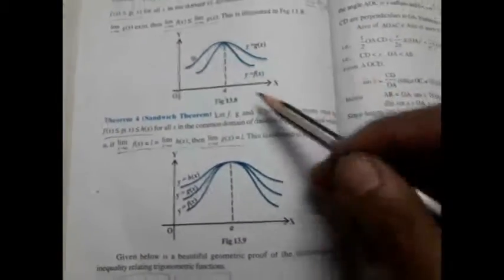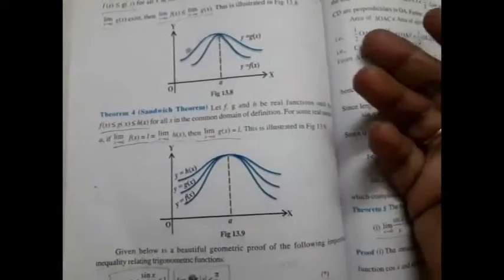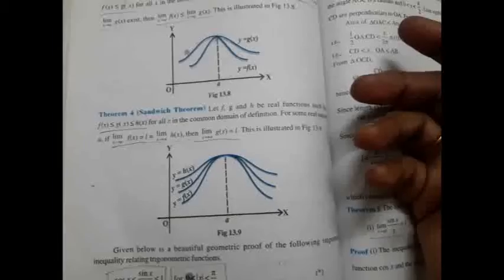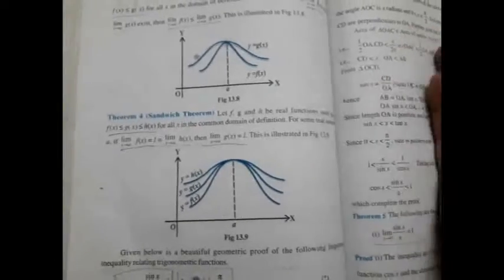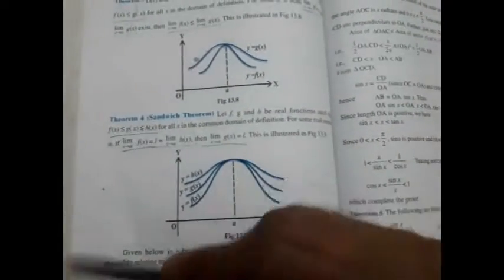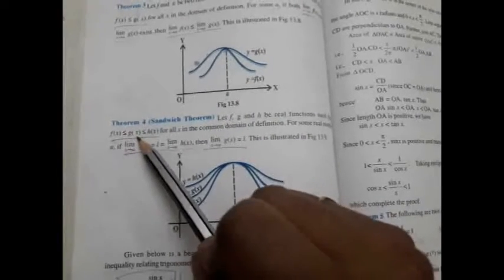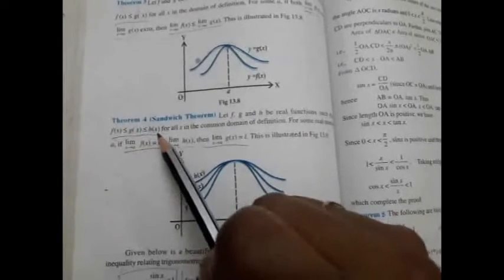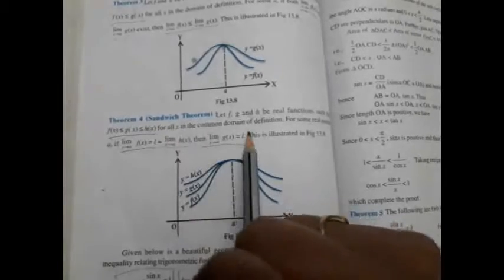Next theorem is the sandwich theorem. What is meant by sandwich? Sandwich is our favorite one, right? Most of us like it very much. So how will they prepare a sandwich? They will keep layers, right? One below the other. Likewise, if we have three functions, let f, g, h be real functions such that f of x is less than or equal to g of x, less than or equal to h of x for all x in the common domain.